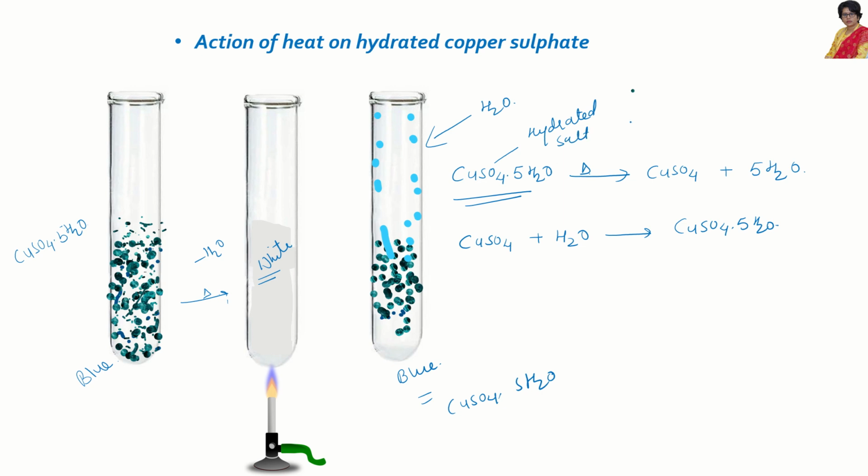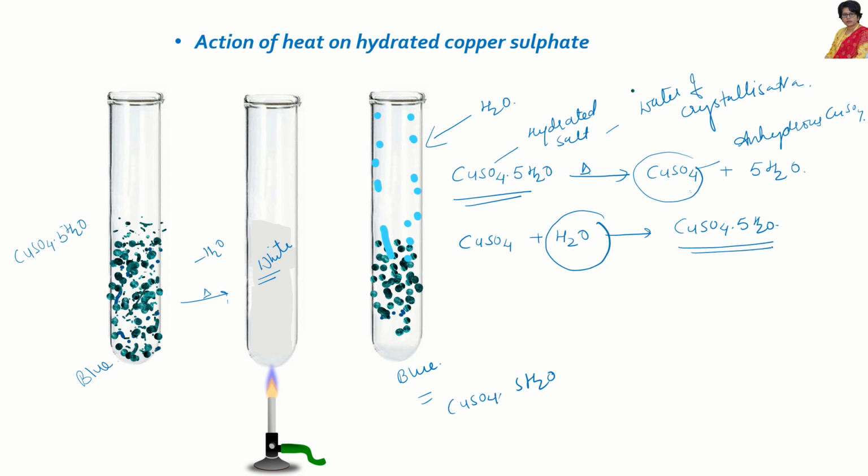It has 5 molecules of water of crystallization, and after heating it will lose the water of crystallization and form anhydrous salt. This is anhydrous copper sulfate. If we again add water, it changes into hydrated copper sulfate, meaning it again contains 5 molecules of water of crystallization.